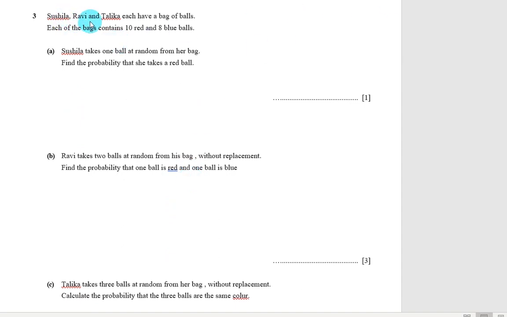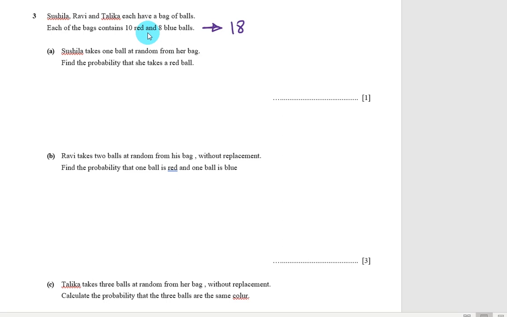Sashila, Rafi, and Talika each have a bag of balls. Each of these bags contains 10 red and 8 blue balls. So the total in each bag is 18, 10 plus 8. 10 red and 8 blue.